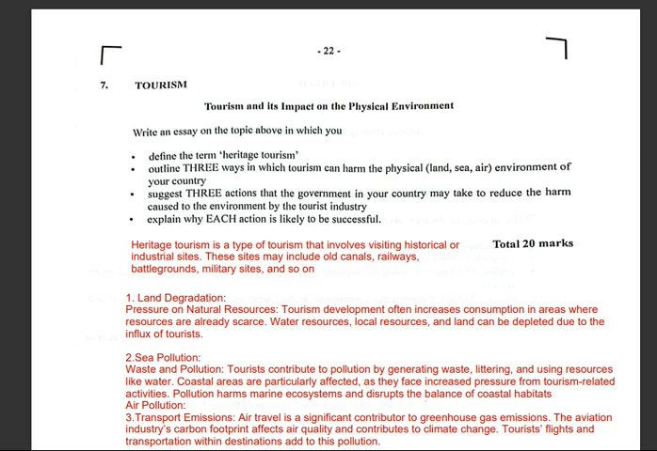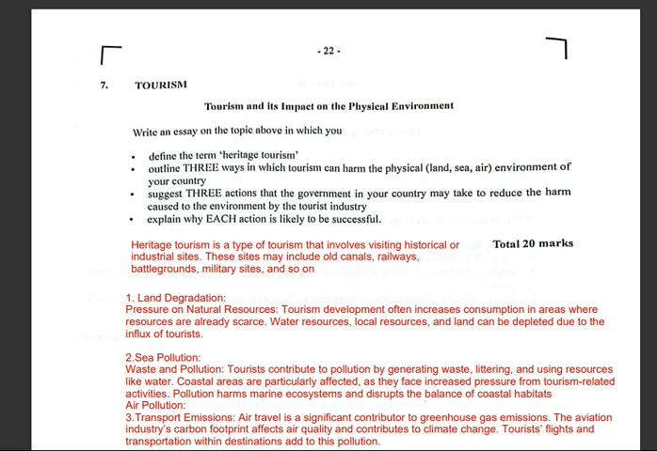Be sure, guys, to also read the questions very carefully, because they normally rephrase the questions in a different way, but the topics always remain the same. Here it says you need to write an essay on the topic above, in which you're going to define the term heritage tourism. When you're writing the essay, you'd have to start with an introduction.